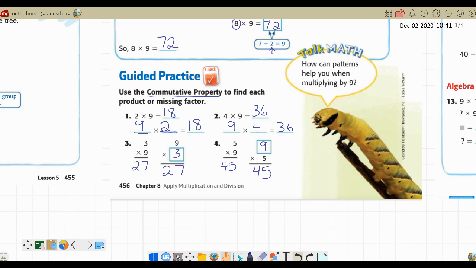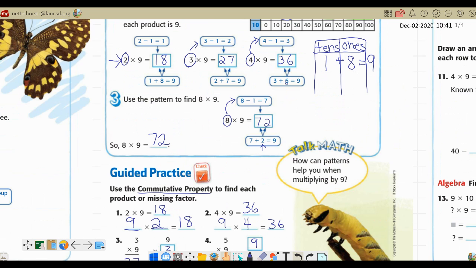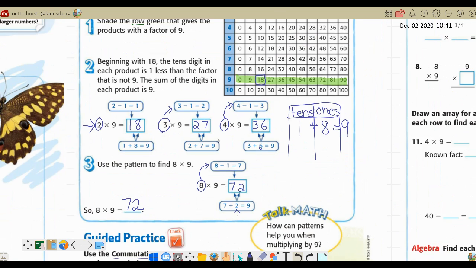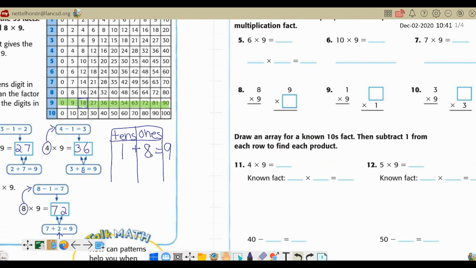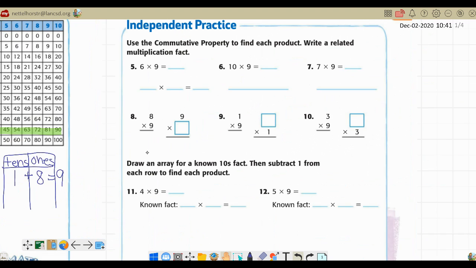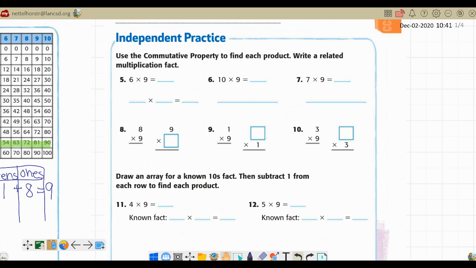Okay, so let's scroll over to your assignment. If you're not supposed to listen to my directions, this is where you will stop the video. But if you're in my class, you're supposed to listen to my directions, then you're going to continue. This is your independent practice. So on numbers 5, 6, 7, 8, 9, and 10, you're going to use the commutative property to find the product. You're going to write the related multiplication fact.